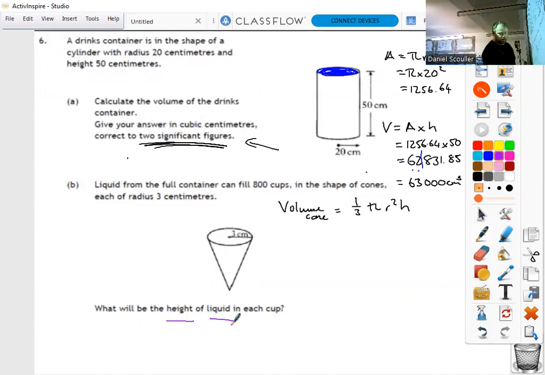What will the height of the liquid in each cup be? We're looking for h. Do we have r? Yes, it's given in the question. Pi is a constant, a third is a third. Do we have the volume of a cone, or can we find it out? Well, we've got the volume of the full container, and we were told that that container can fill 800 cups. So if 63,000 centimeters cubed fills 800 cups, then one single cup is 63,000 divided by 800.